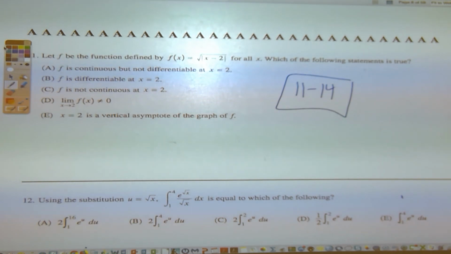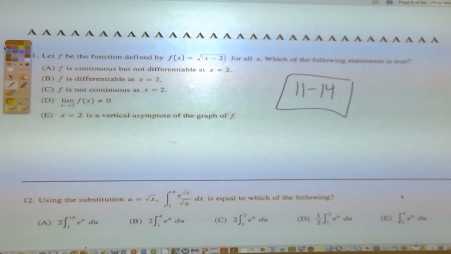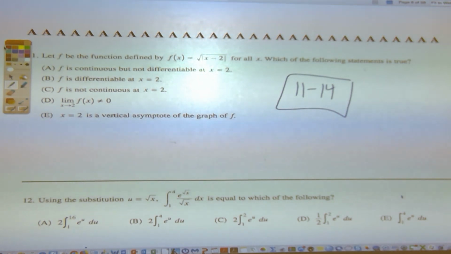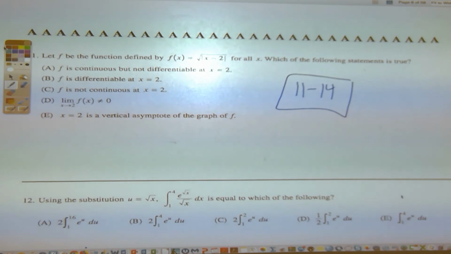This is part of your homework. Your homework is 4.7 and this one problem. So the homework is in the textbook, 4.7, and this one problem.